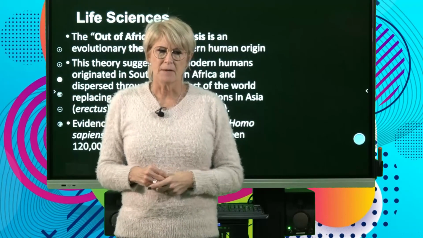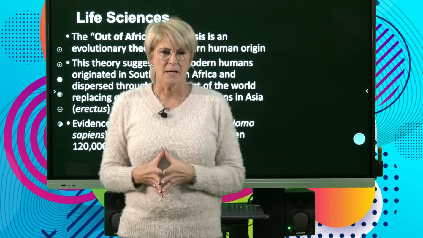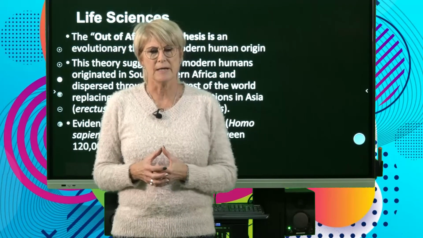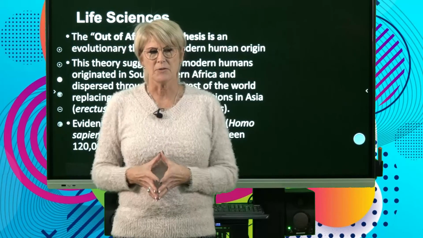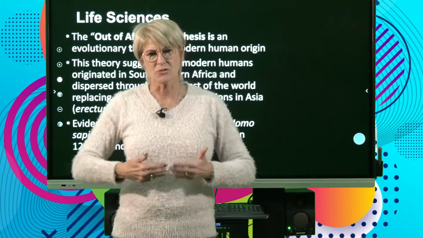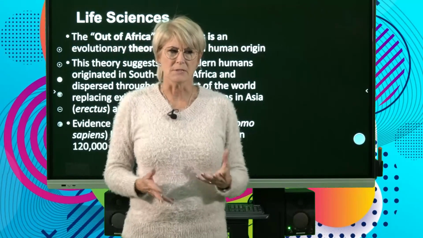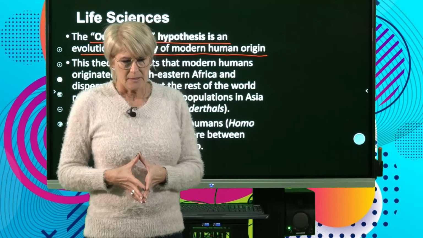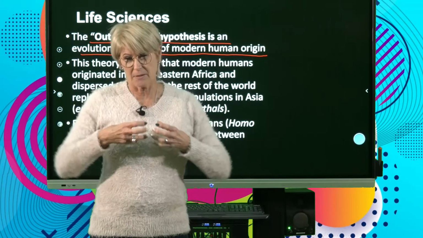Right at the beginning, when we started with evolution, we spoke about the difference between a theory and a hypothesis. The out of Africa hypothesis has quite a bit of evidence, and each time new fossils are discovered in Africa and elsewhere in the world, it adds to the evidence that we have for this hypothesis. All right, so the out of Africa hypothesis is basically an evolutionary theory of modern human origin. Okay, so that's important. It is about where humans came from. And what is important is that you actually know what the hypothesis is.